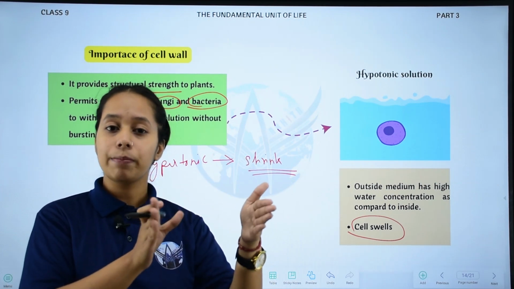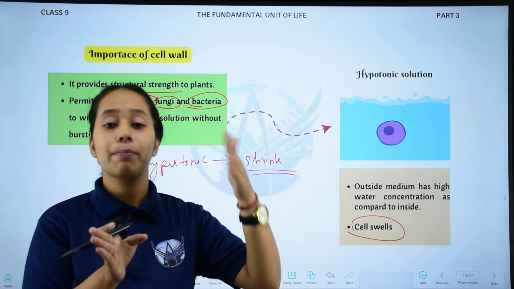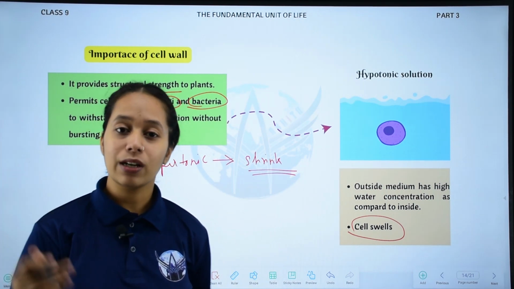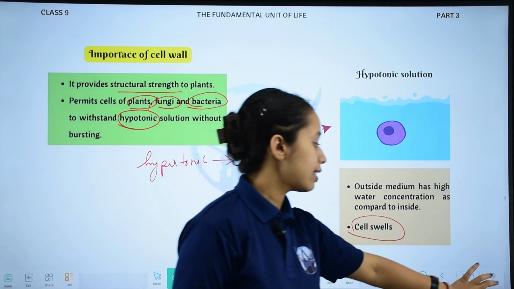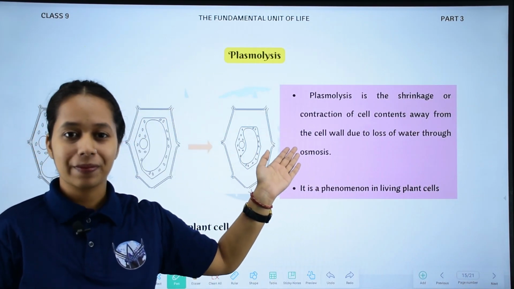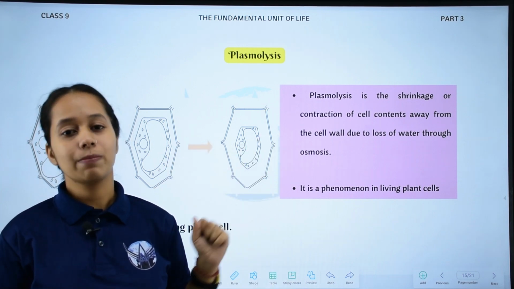There will be a gap between the cell wall and the cell membrane. And this entire phenomenon has a name. This entire phenomenon is known as plasmolysis.